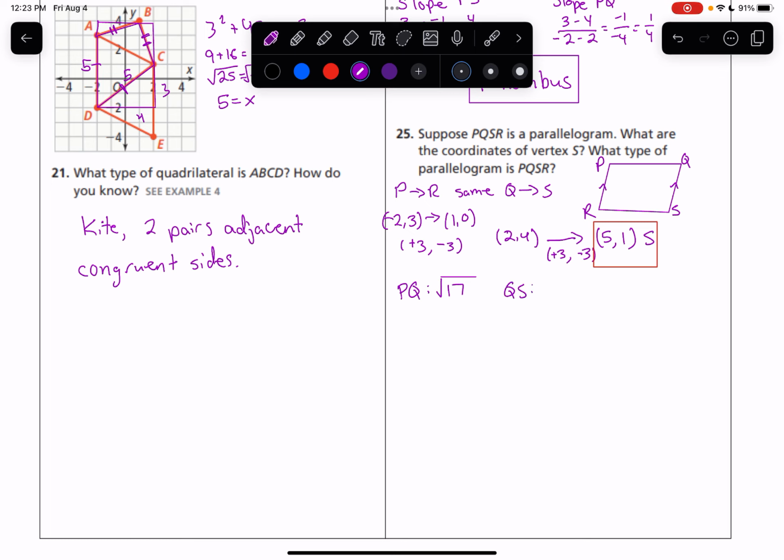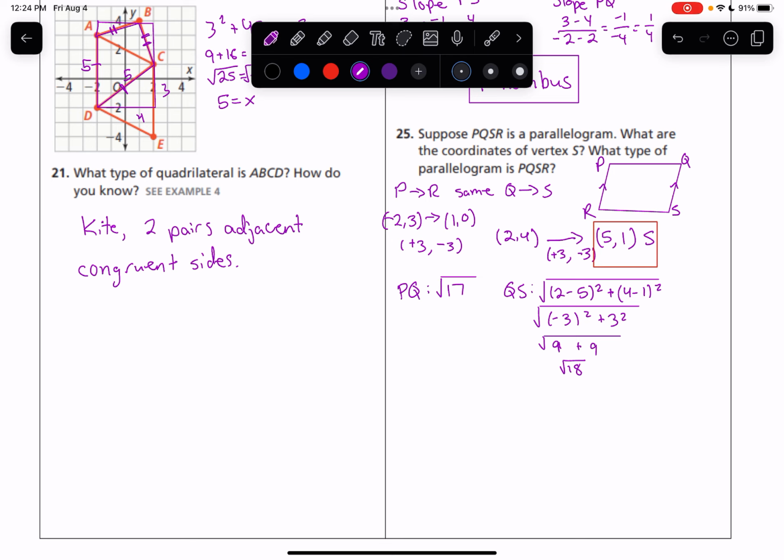And to find the side length of QS, I have to use the distance formula again. So QS is going to be the square root of 2 minus 5 squared plus 4 minus 1 squared. That's going to give us the square root of negative 3 squared plus 3 squared. That's the square root of 9 plus 9, which is the square root of 18. Those are not the same length.